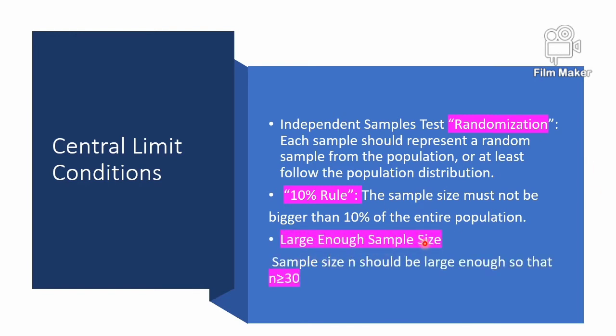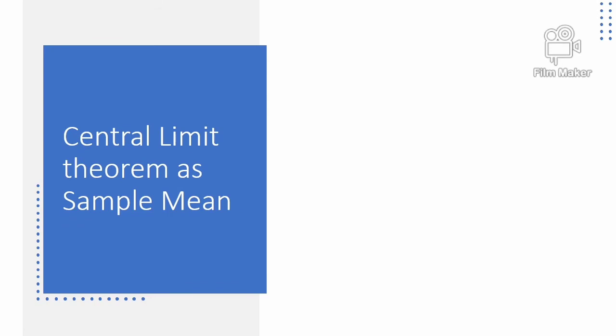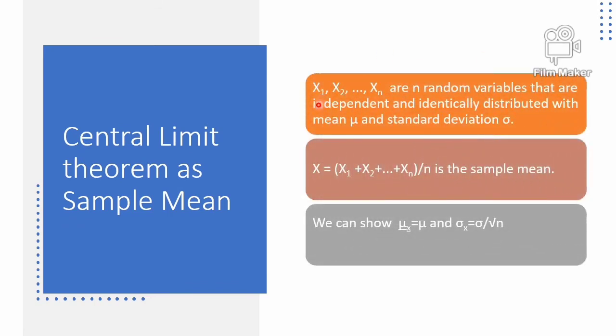Large enough sample size. The sample size, or n, should be large enough so that n is greater than or equal to 30. Central limit theorem as a sample. Suppose you have x of 1, x of 2, and x of n. For example, x of 1 is 1, x of 2 is 2, up to x of n is 30. So 1 plus 2 plus 3 plus 4 up to 30.